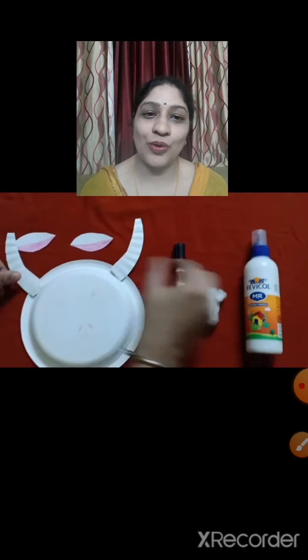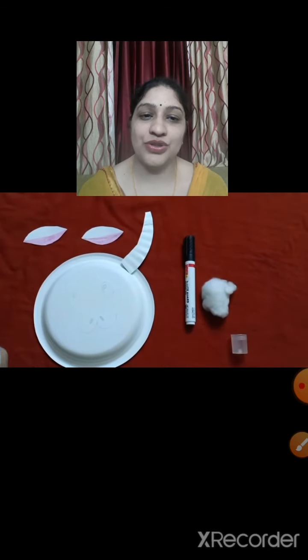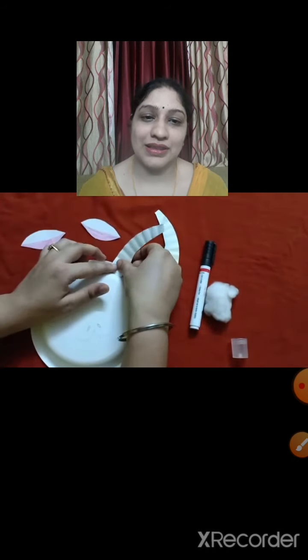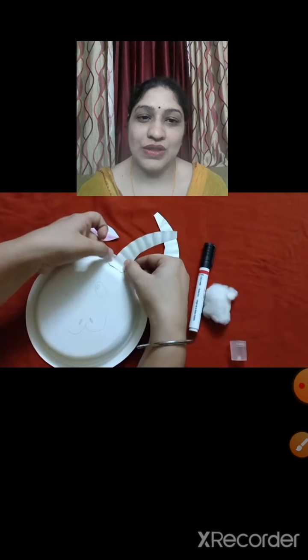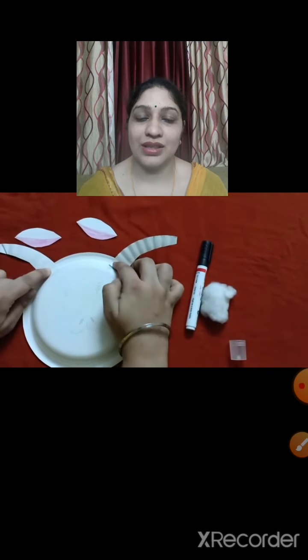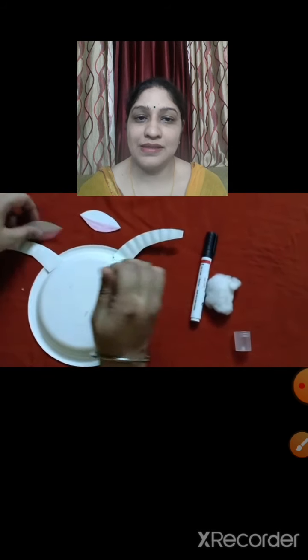and we are going to stick the horns of the goat like this with the Fevicol. With the help of Fevicol, we are going to stick the horns of the goat. Yes, like this on the top you are going to stick. Then put Fevicol on another horn and stick it. Press it for some time so that it sticks to the paper plate.